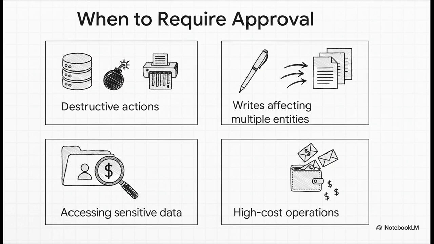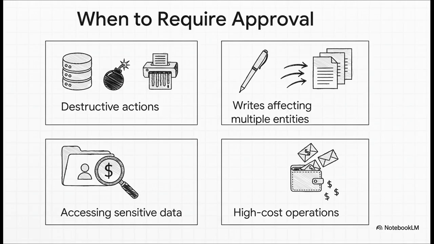So we've mentioned getting human approval, but what kind of thing should trigger that? Well, obviously any destructive action, but you should also think about actions that affect lots of records at once, or anytime a tool tries to access sensitive info like personal data or financials. And don't forget high-cost operations. A bulk email send or a massive database query can cost real money, so it's a good idea to have someone approve it first.